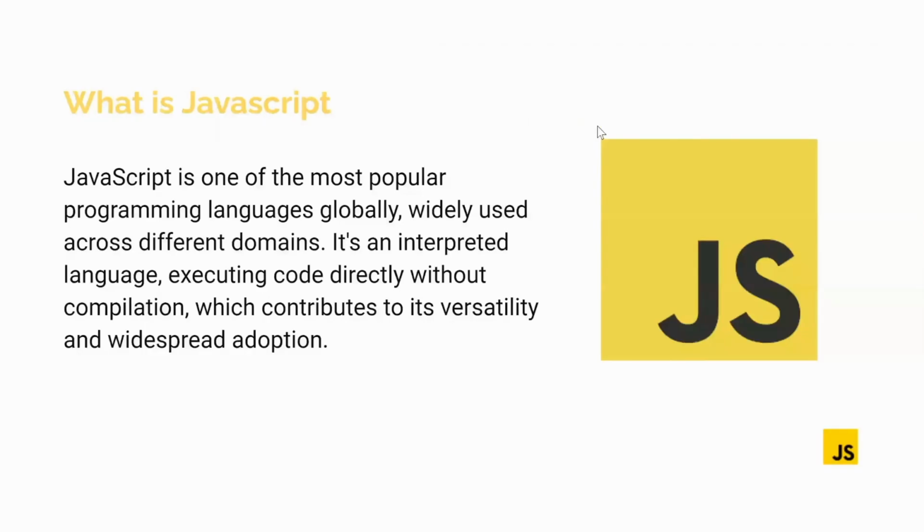So, what's JavaScript? JavaScript is one of the world's most popular programming languages. It is widely used across different domains. It is an interpreted programming language, and it executes its code directly without compilation. A lot of people have adopted JavaScript over the years. This logo here simply implies JavaScript. So whenever I see this logo, just know that it is the JavaScript logo.